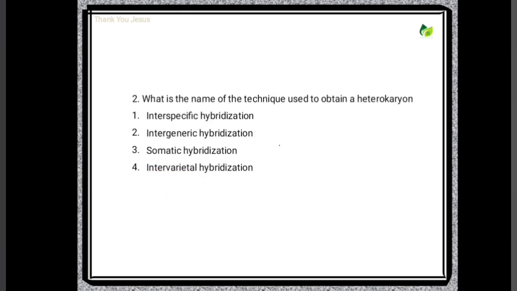Let's see the next question. What is the name of the technique used to obtain a heterokaryote? Options are interspecific hybridization, intergeneric hybridization, somatic hybridization, intervarietal hybridization. Intervarietal hybridization is the correct answer.